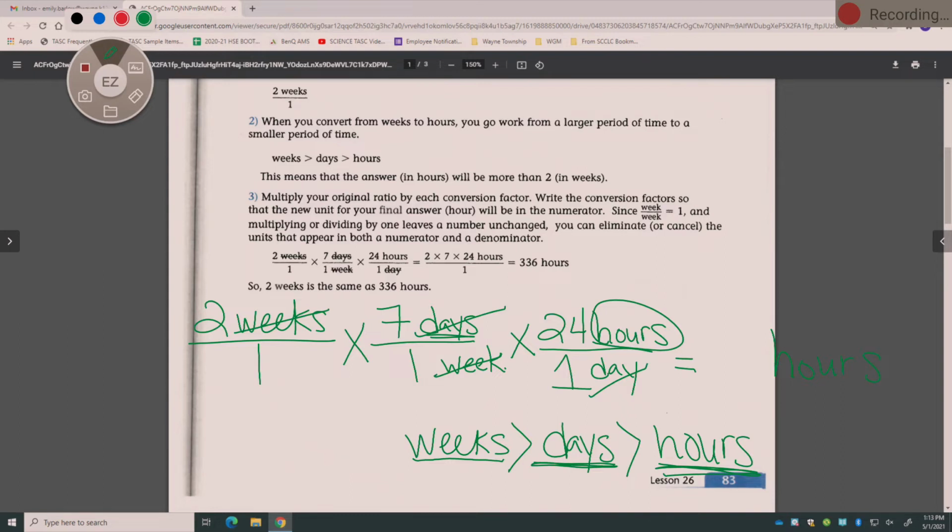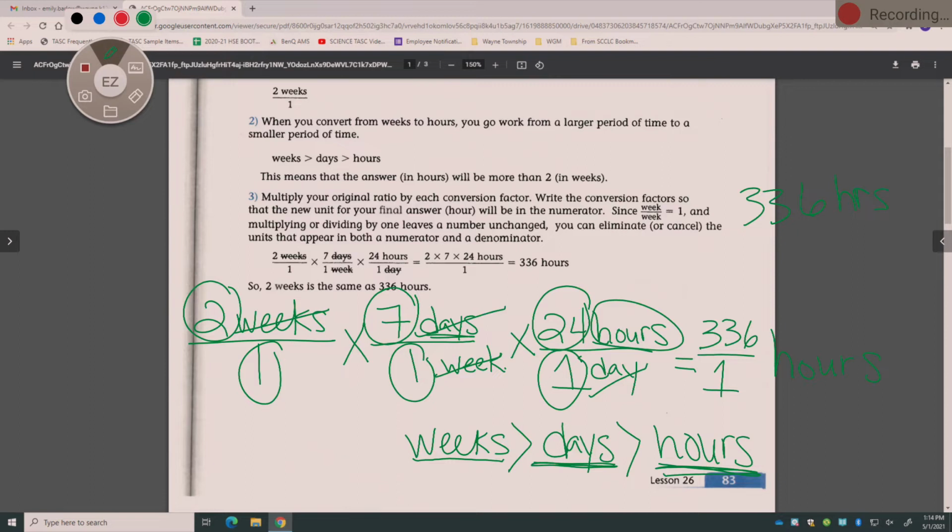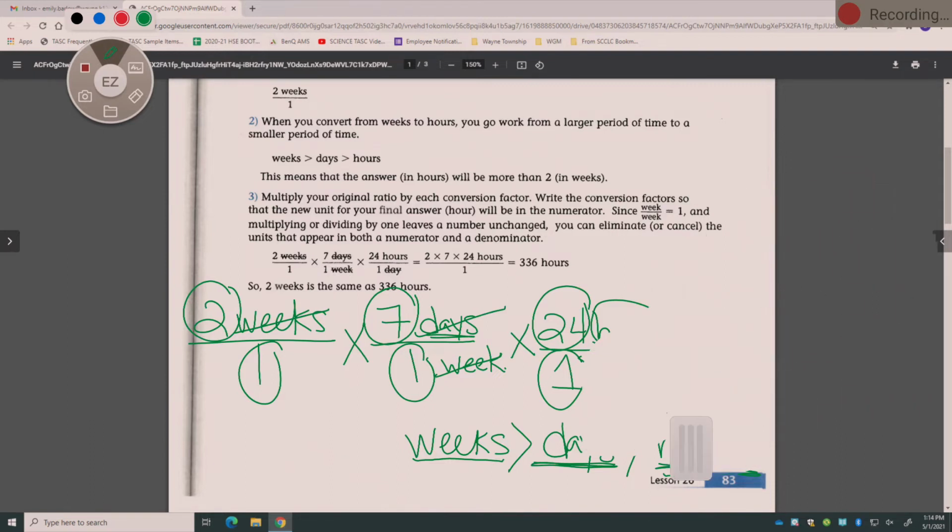And then I multiply 2 from here times 7 times 24, and I get 336. And then I do 1 times 1 times 1, which just gives me 1. So I'm left with 336 hours are in 2 weeks. So once you break it down, it's actually pretty simple, right? Let's try one more example together before we go on to our practice problems.